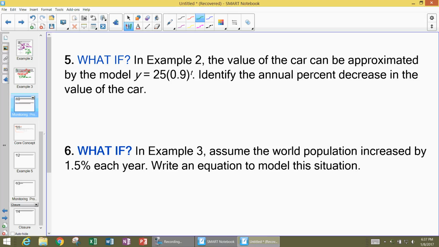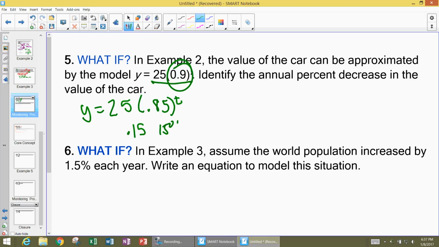Okay. So example number 5, what if? In example 2, the value of the car can be approximated by this model. Identify the annual percent decrease in the value of the car. So previously it was y equals 25 times 0.85 to the t power. Now we have 0.9. When it was 0.85, it was 0.15, or a 15% decrease. So because it's now 0.9, that means it's 0.90 as a decimal. So if we were to do 1 minus this, we're going to get a 10% decrease.